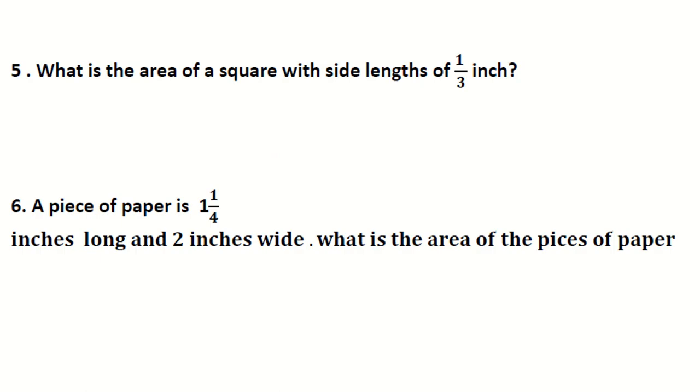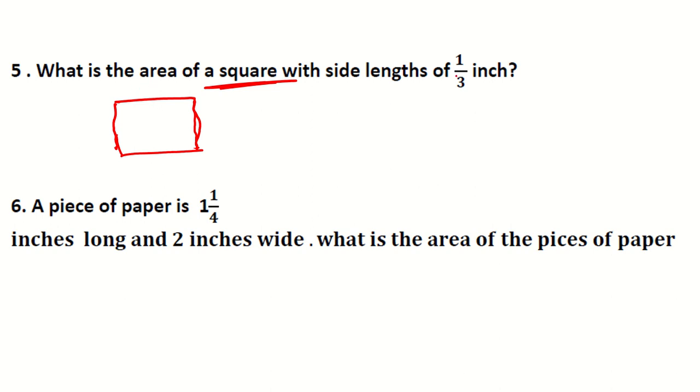Okay. Now next is, what is the area of the square? Now what is the square you see? I am sure you know the shape. A square looks like this, where all sides are equal. Okay. Means this is 1 over 3.